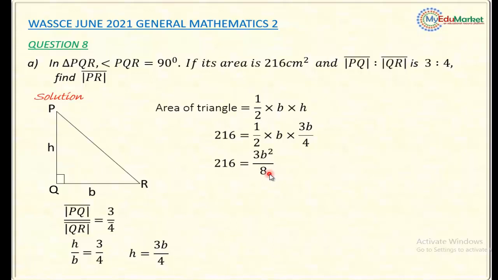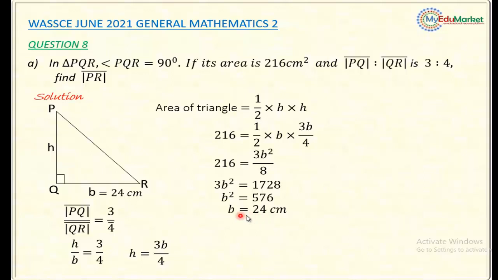So next I'll cross multiply. Cross multiplying will give me 3B square times 1, which is 3B square, and 216 times 4 will give 1728. Dividing both sides by 3, I'll have B square equals 576. I'm trying to get to B so that I can equally get to my H, so that I will use the base and the height of the triangle to find the length of this side using Pythagoras theorem. Taking square root of both sides, I'll have B equals 24. The square root cancels the power 2, and the square root of 576 is 24. So the side B, which is side QR, is now 24 centimeters.